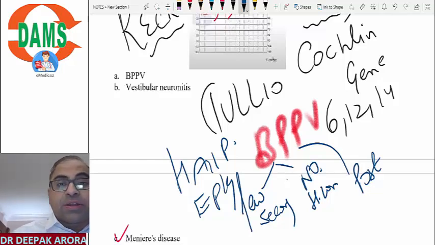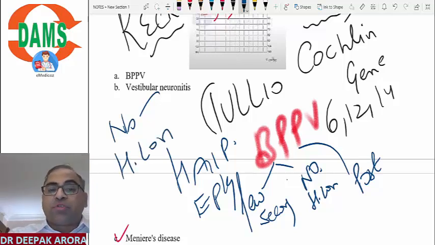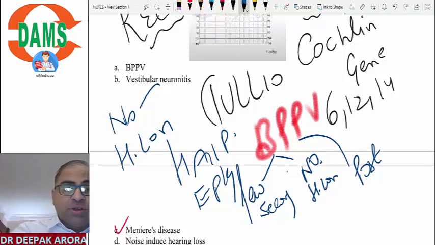Vestibular neuritis, this is a second diagnosis where there is no hearing loss. Patient has vestibular symptoms only. Which two conditions of the ear have no hearing loss? BPV, and the other is vestibular neuritis.